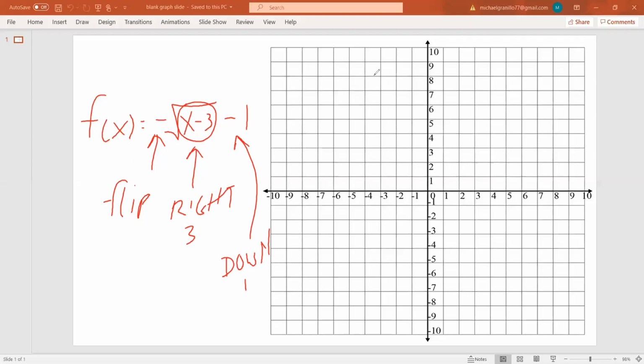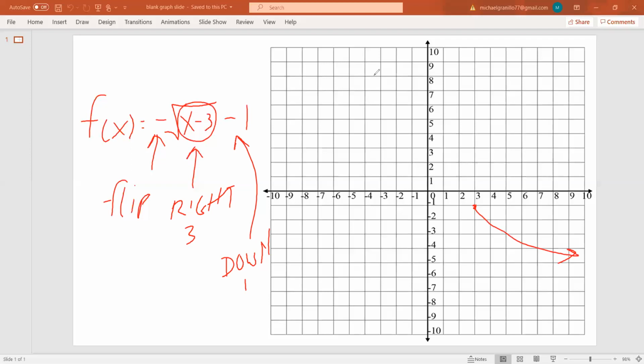Now, normally we start at 0, 0, but we're going to shift it to the right and down 1. And so we're going to start right at that point right there at 3, negative 1. You can kind of think of that as the vertex, even though technically there isn't one for a square root function. Okay, so we're going to now go upside down though. We're going to flip it. Normally it would go up here, okay, but now this time it's going to go down through here.